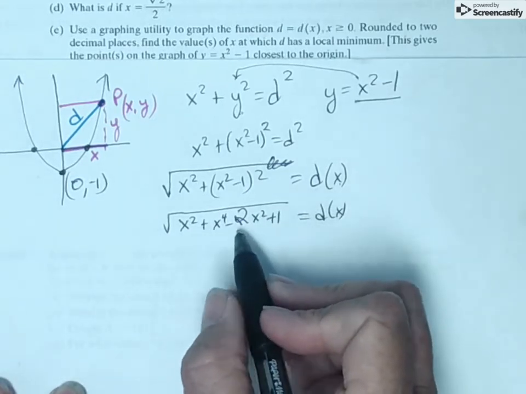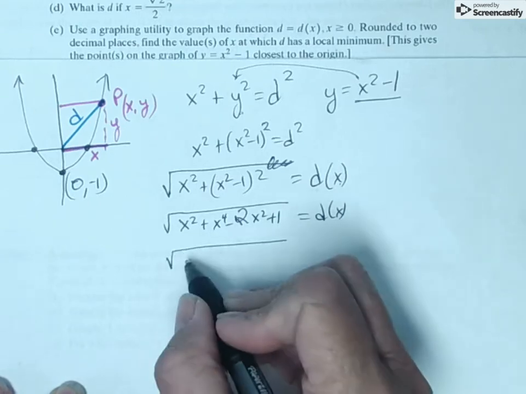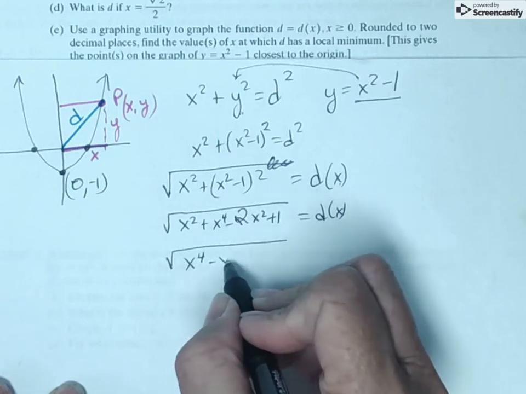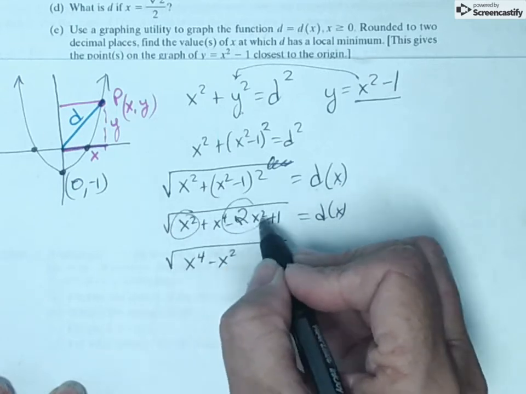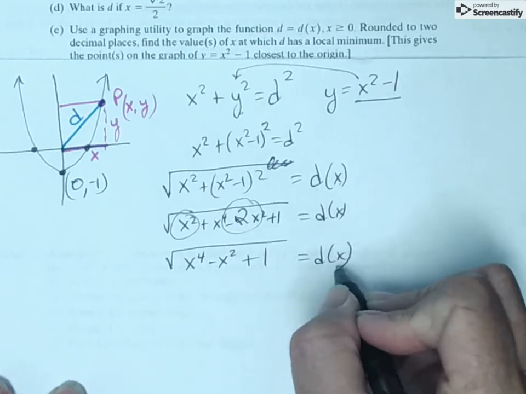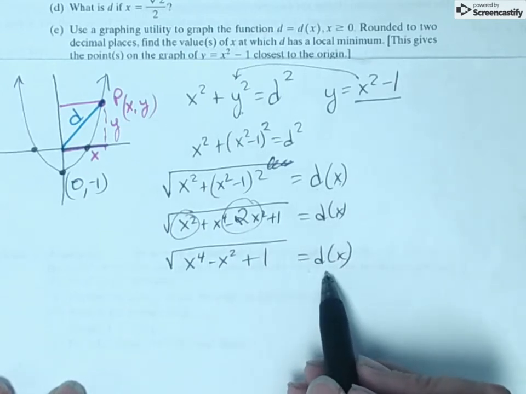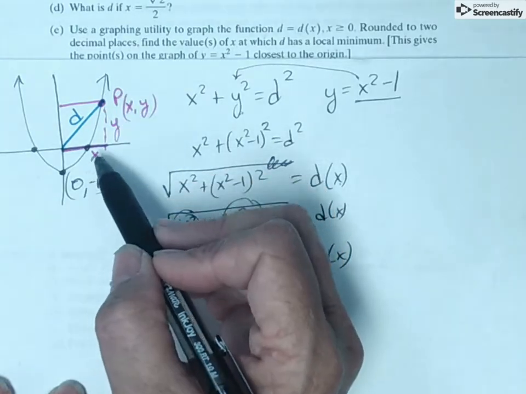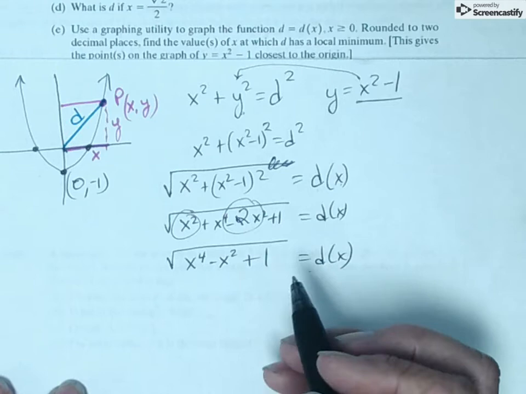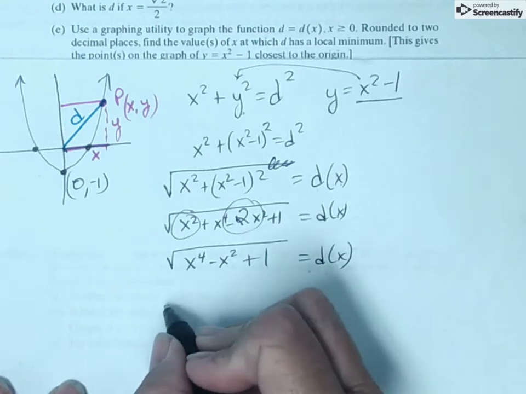And let's combine like terms here and put them in the proper order. So we have the square root of x to the 4th minus an x squared, because these two are similar terms, plus 1 equals d of x. So any distance on this parabola, I can calculate how far it is from the origin using this expression. So that was part A.